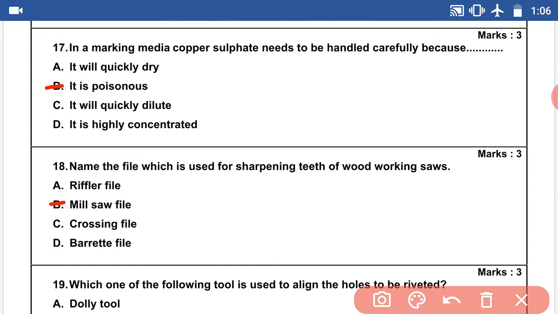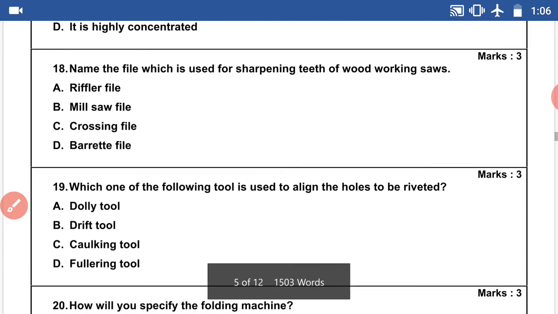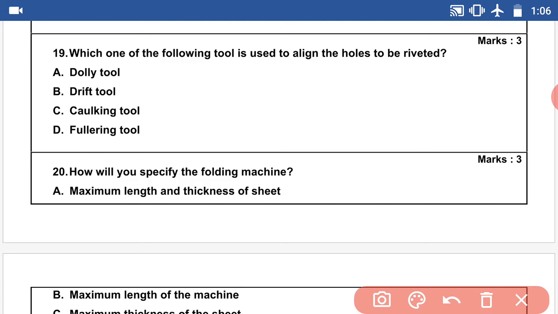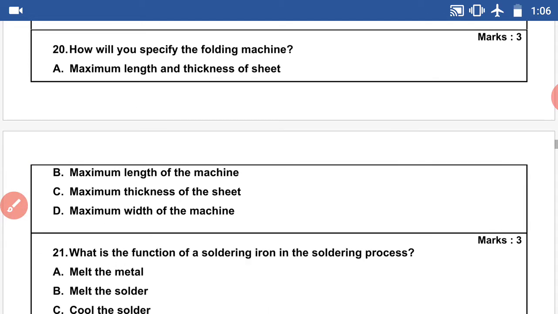Question number 19. Which one of the following tools is used to align the holes to be riveted? The answer: drift punch, Option B. Question number 20. How will you specify the folding machine? A folding machine is specified by the maximum length and thickness of sheet. Option A is correct.